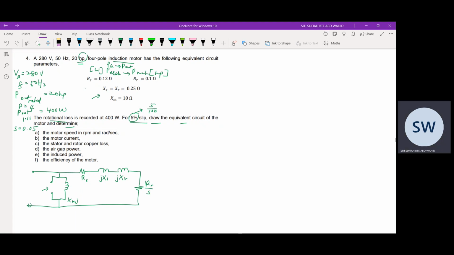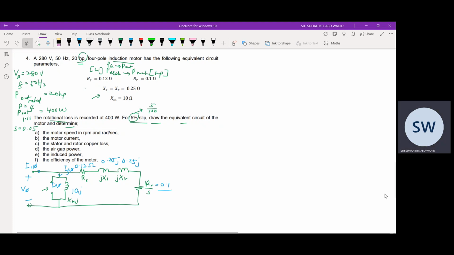Then you label RS 0.12 ohm, RR 0.1, XS and XR are the same, 0.25 j ohm, XM 10 j ohm. In front here you will have V phase, just like in your notes, I1 phase, I0 phase, and I2 phase. Okay, so let's answer this.